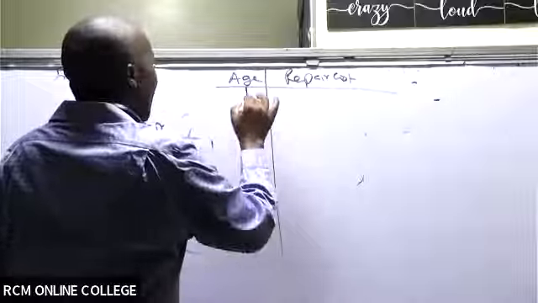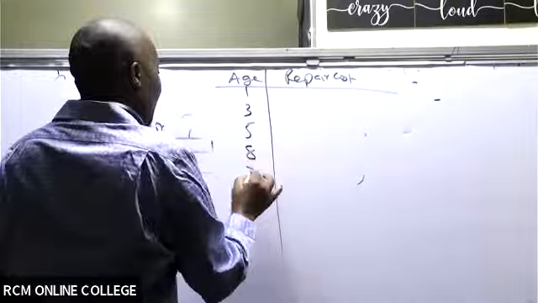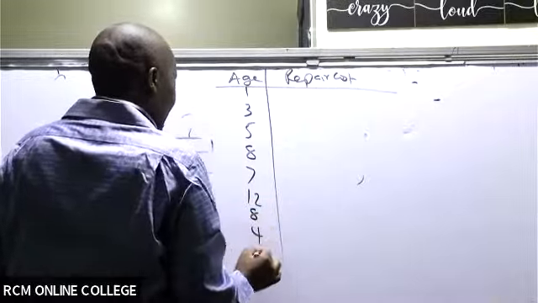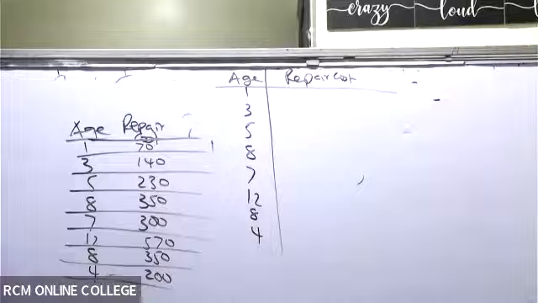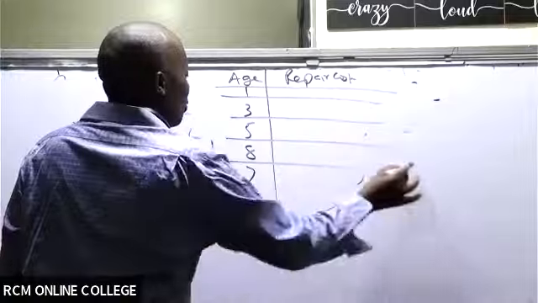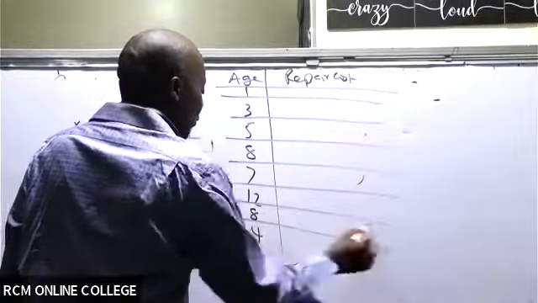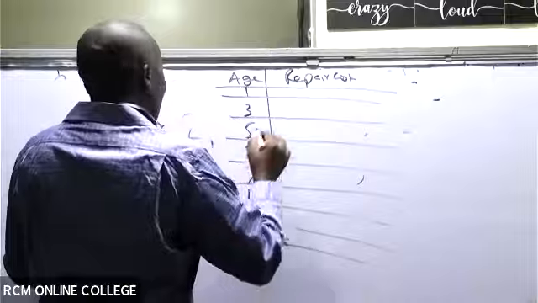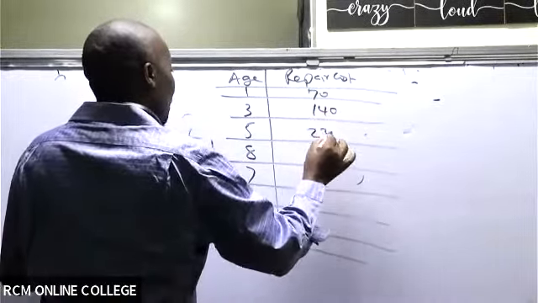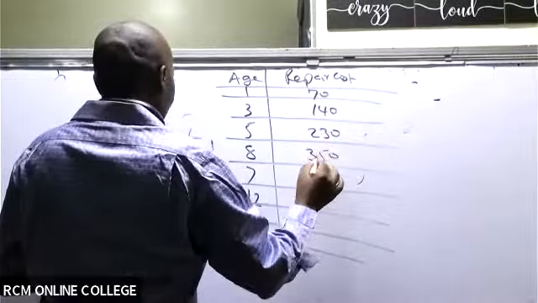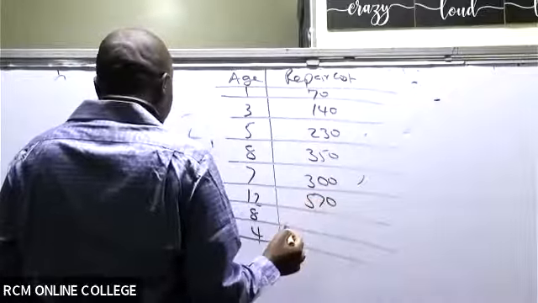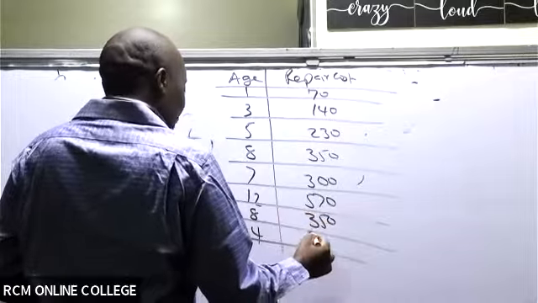So we have here 1, 3, 5, 8, 7, 12, 8, 4, 8, 4, 8, 4 like that. And then of course we have now the corresponding repair costs. What do we have here? The corresponding repair costs: I have 70, 70, 140, 230, 350, 300. Then we have 570. Then we have 350. Then lastly, we have 200.